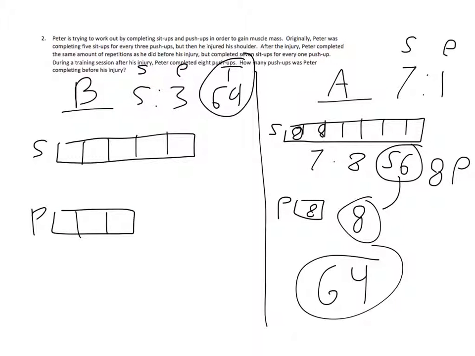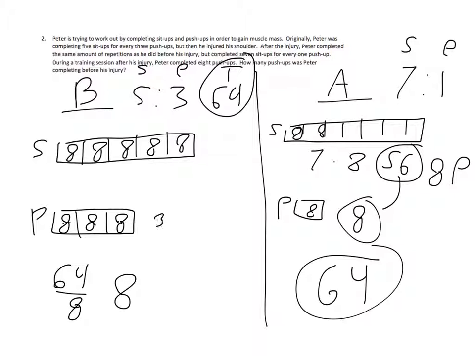So then we can figure out how much is in each box. We're going to do 64 divided by 8. 64 divided by 8 is 8. So there's going to be 8 in each box. And if there's 8 in each box, and he's got 3 boxes for push-ups, how many is that total? Well, 3 times 8 is 24. He was doing 24 push-ups before his injury.